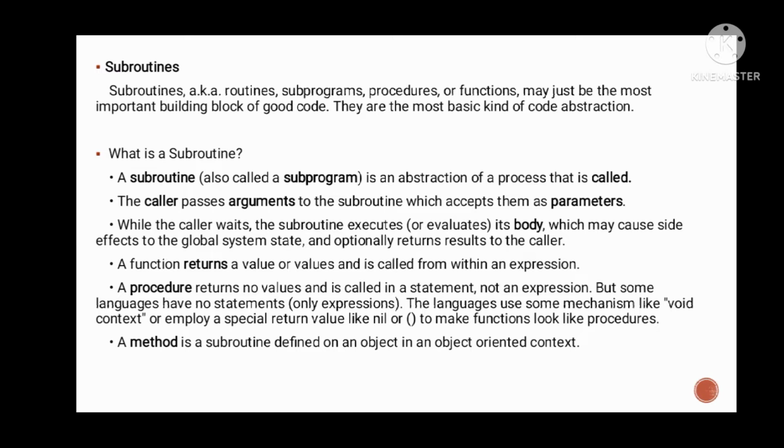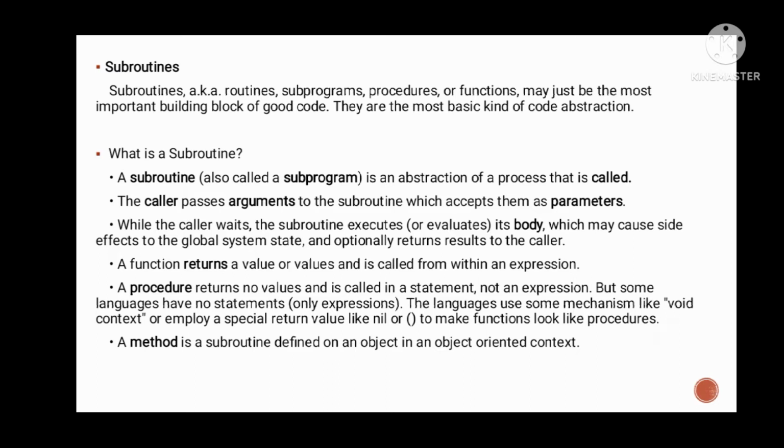What is a subroutine? A subroutine, also called a subprogram, is an abstraction of a process that is called. Subroutines are sequences of instructions that perform a specific task. It may return one or more values, but does not have to. It may be easier to think of them as mini programs within a larger program. Subroutines consist of modules of code that perform different tasks. If these tasks are repeated throughout the program, they can be written as subroutines.